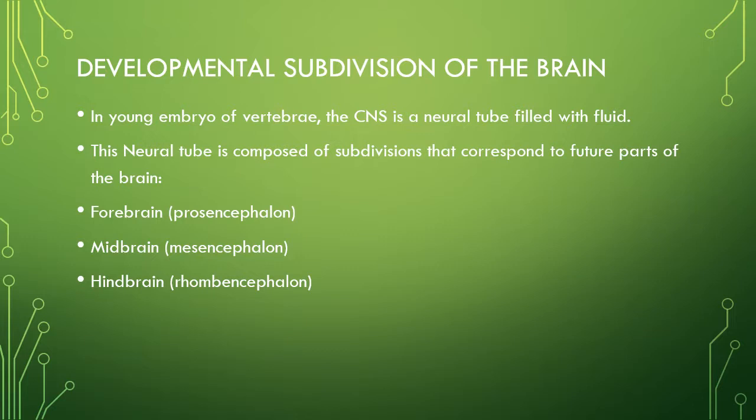In a young embryo of a vertebrate, the central nervous system is basically just a tube called a neural tube, and it's filled with fluid. The neural tube is composed of subdivisions that correspond to the future parts of the brain. The forebrain, which is called the prosencephalon, the midbrain, which is also called the mesencephalon, and the hindbrain, which is called the rhombencephalon.